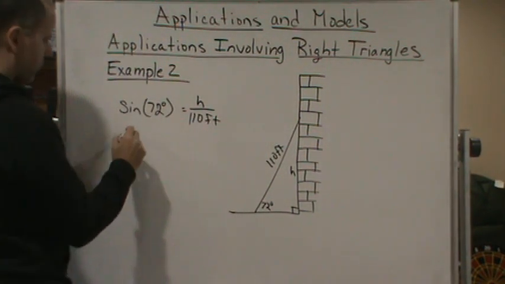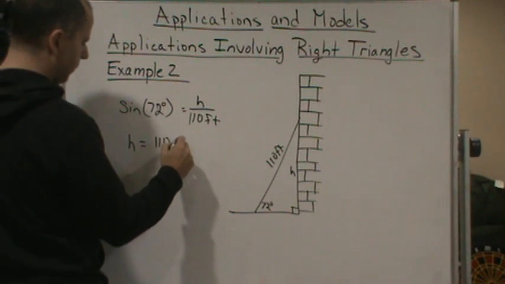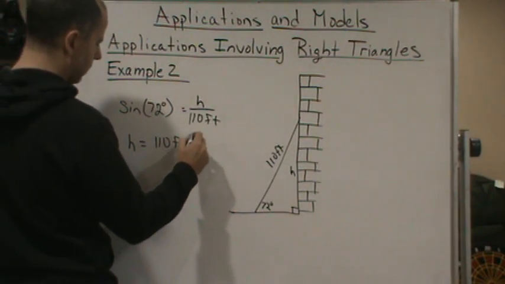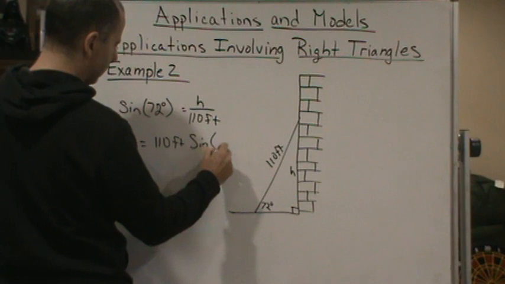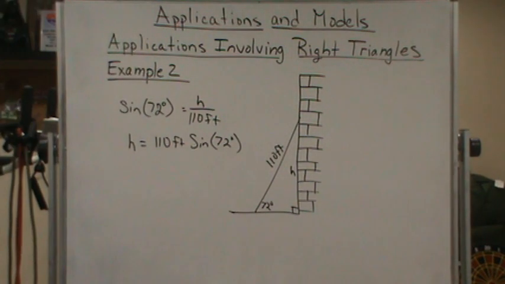Okay, so now we're going to solve for h, which means h is going to equal 110 feet times the sine of 72 degrees, which has no units. So the answer is going to be in feet, and we want to round to the nearest foot. When we do this, we're going to get approximately 105 feet.